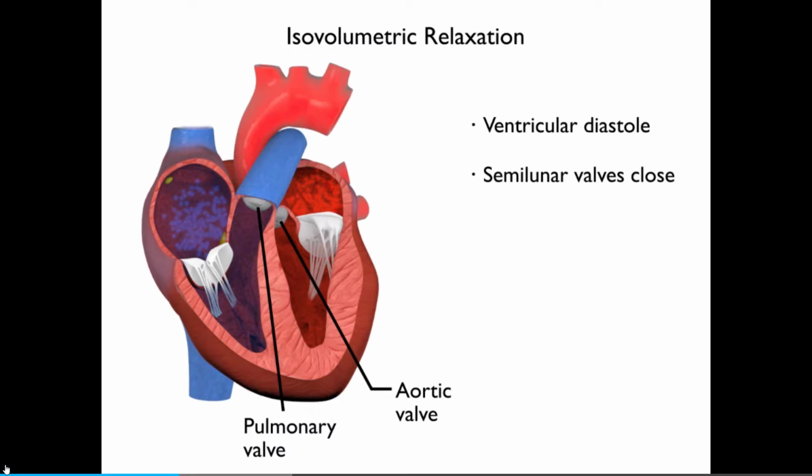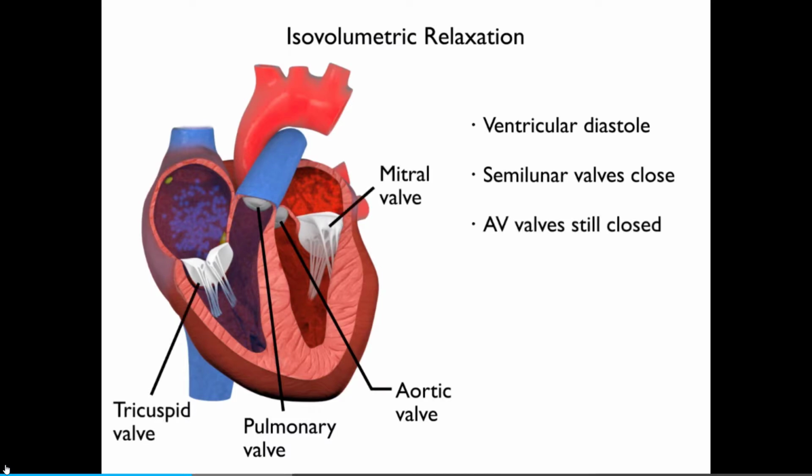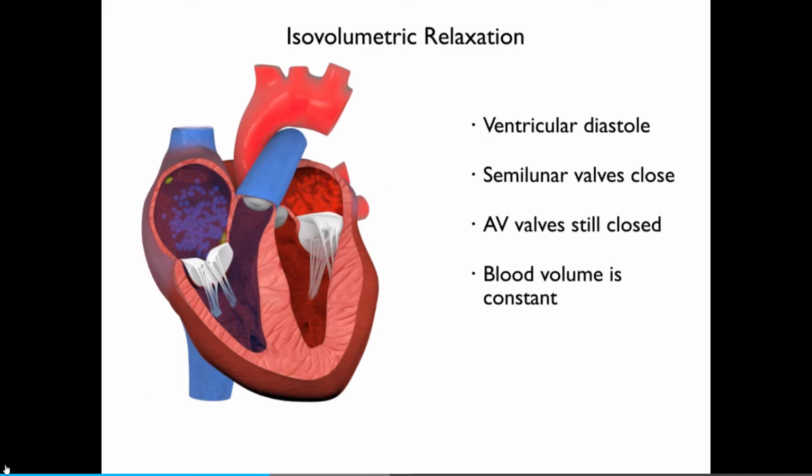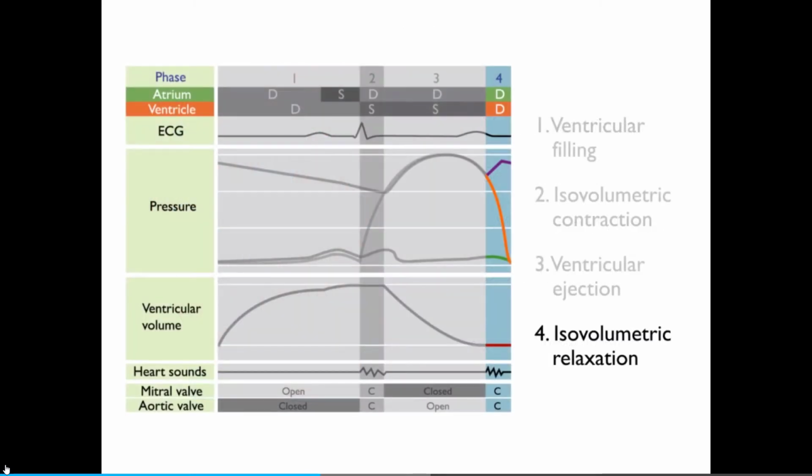Now that both the semilunar valves and the atrioventricular valves are closed, the ventricular volume remains constant as the ventricles relax. That's why this phase is called isovolumetric relaxation. Meanwhile, venous return from the systemic and pulmonary circuits continues to fill the atria with blood. Now let's examine the major events of isovolumetric relaxation graphically, focusing on the left side of the heart.